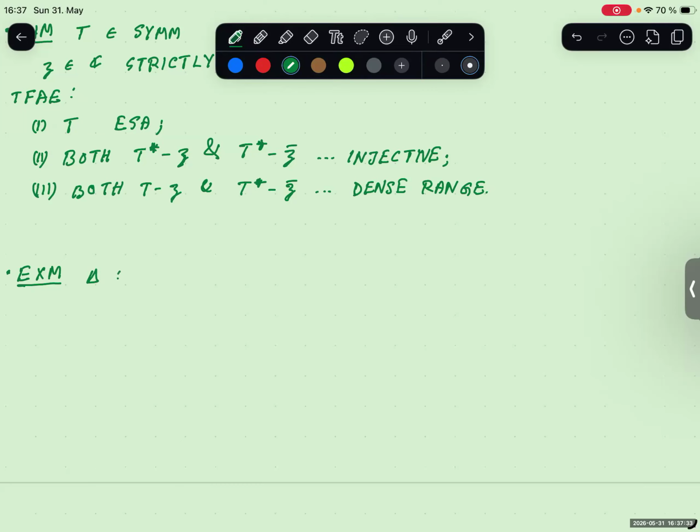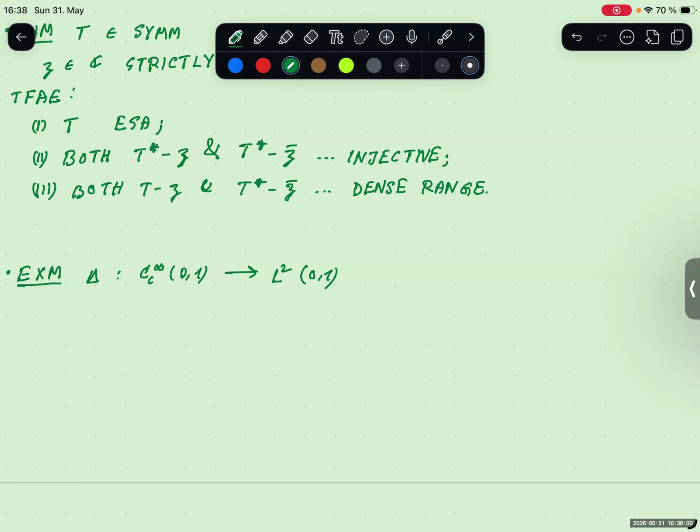Okay, not usual, but we are very much interested in the Laplacian because that's a natural choice for quantum mechanics, on the domain of compactly supported smooth functions from 0 to 1, and the Hilbert space is, of course, L2(0, 1).